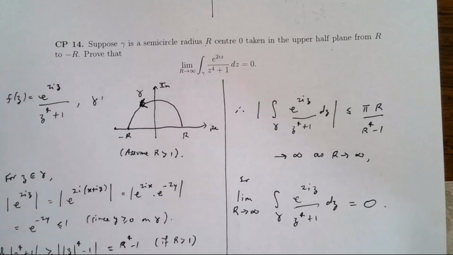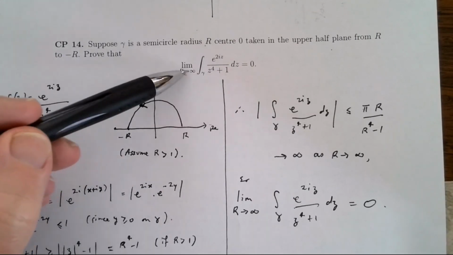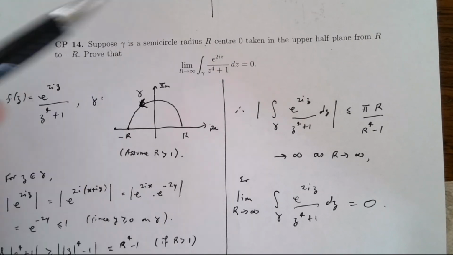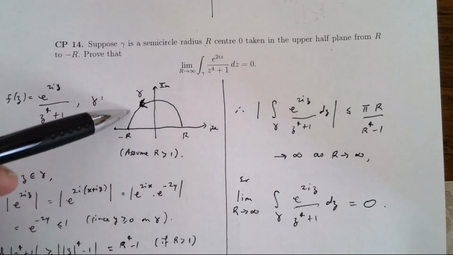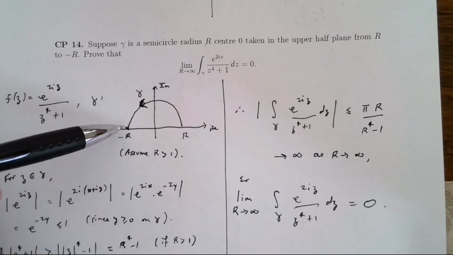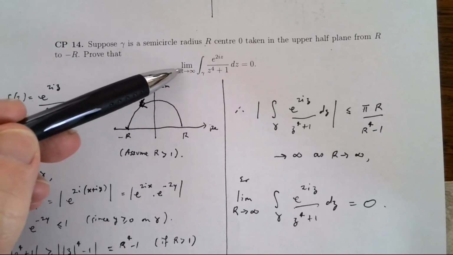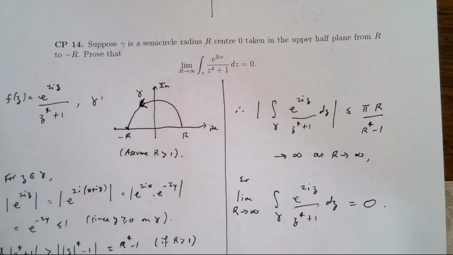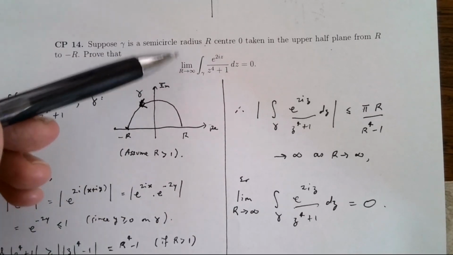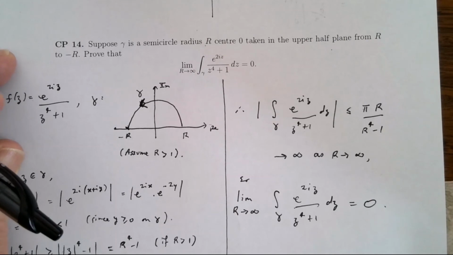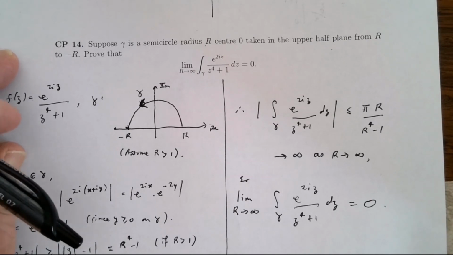And we're going to show that if you take the integral of e to the 2iz on z to the 4th plus 1 dz around this contour, well, you'll get some complex number. And then as r goes to infinity, as we blow out r to infinity and the semicircle gets bigger and bigger out to infinity, then, interestingly, the value of this integral disappears. It goes to 0.